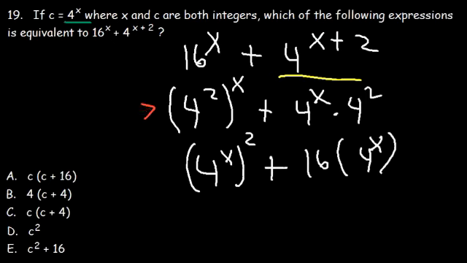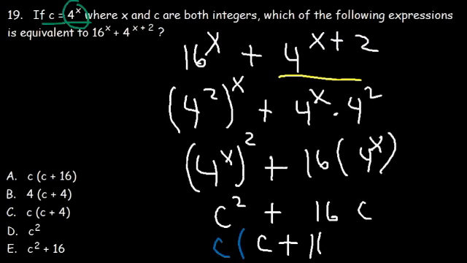Now the reason why I chose to write it that way is because at this point we can now replace 4 raised to the x with c. So this is equal to c squared plus 16 times c. So now we're going to factor out c. C is the GCF. So if we take out c, c squared divided by c is c, and 16c divided by c is 16. So we get c times c plus 16. So therefore, answer choice A is the correct answer for this problem.